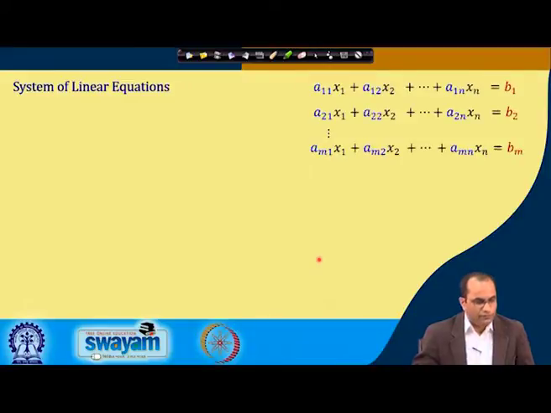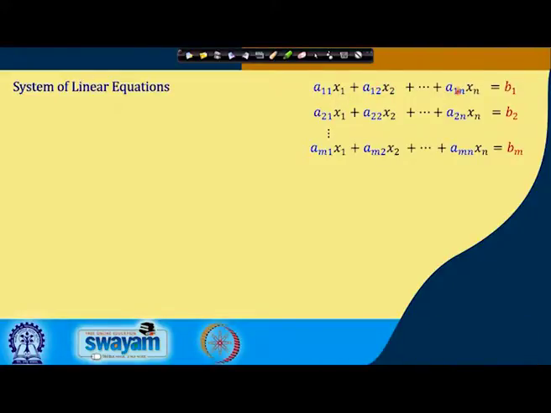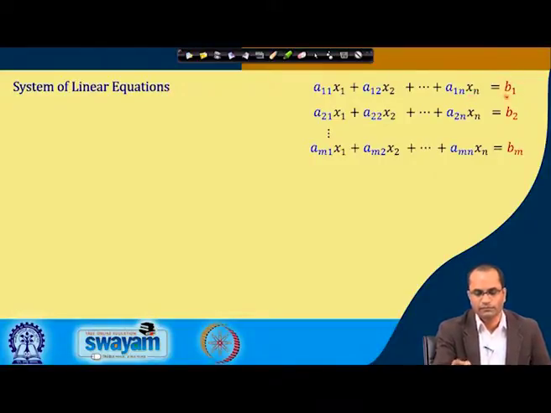So, here is the system of linear equations, a general system written in terms of the equations. This is the first equation, where we have the coefficient a11 of x1, the coefficient of x2 is a12, and so on, up to a1n for xn, equal to b1. These a11, a12 and a1n are the coefficients, which are real numbers, and x1, x2, x3 and xn are the unknowns. The right hand side b1 is again some real number.